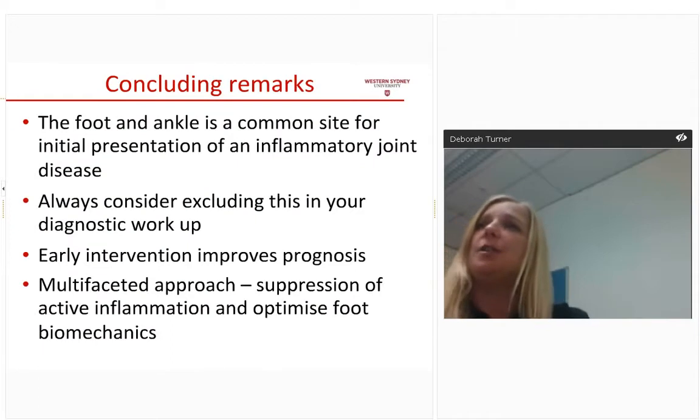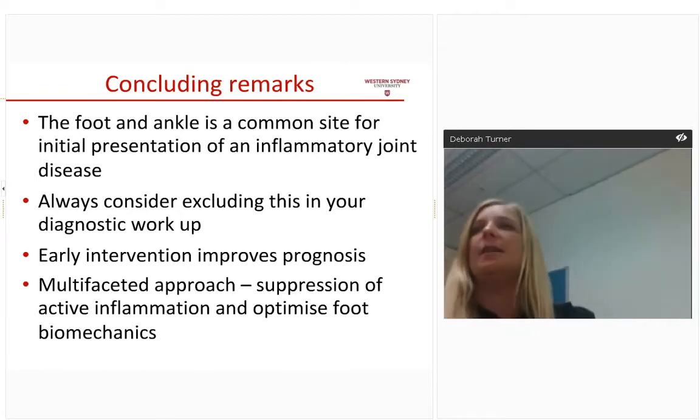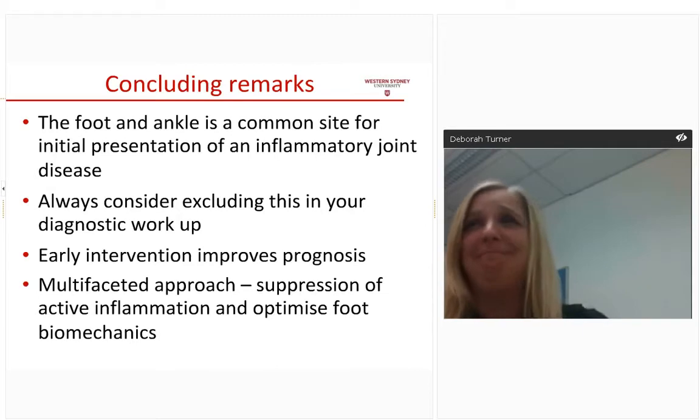So I'm aware that I've gone over time. I'm really sorry. There's not going to be much time for questions, but really the foot and ankle is a common initial presentation site for inflammatory joint diseases, and I would urge everyone who comes across patients to always consider this in your diagnostic workup, because early intervention really does improve patient prognosis. And we need to consider that multifaceted approach where we aim to suppress active disease, but also optimize foot biomechanics.